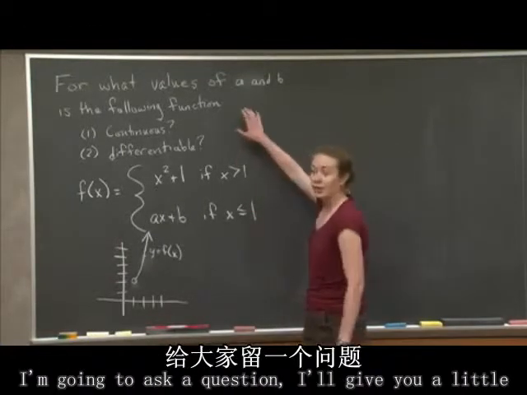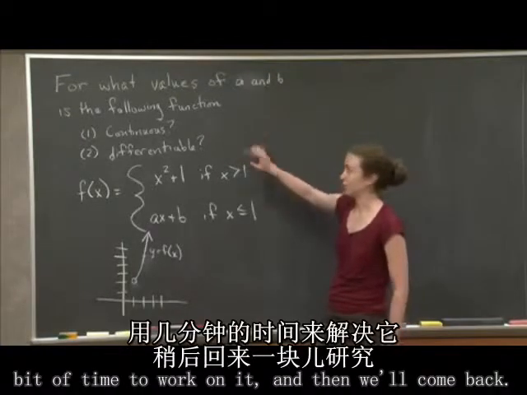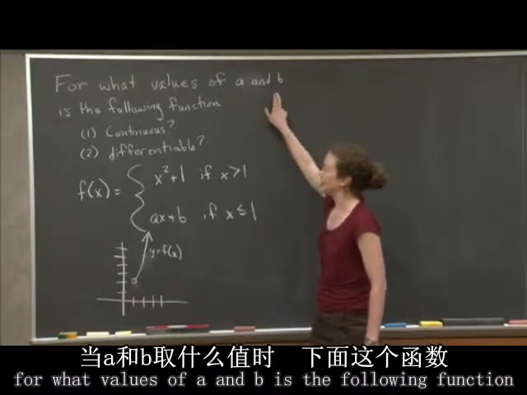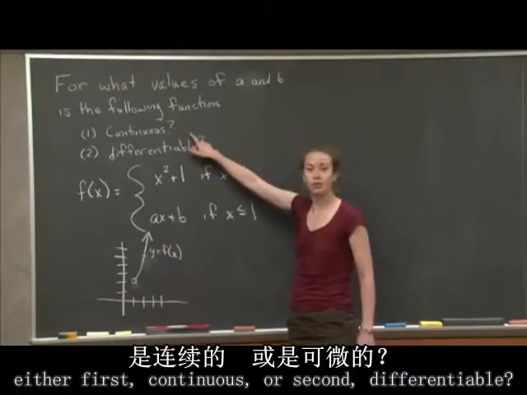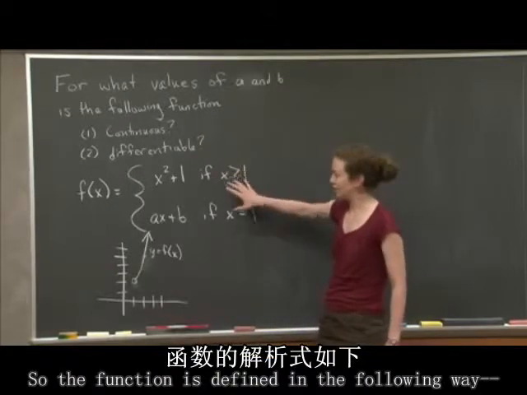So we're going to deal with a piecewise function. So I'm going to ask a question. I'll give you a little bit of time to work on it, and then we'll come back. So the question is the following. For what values of a and b is the following function either first continuous or second differentiable? So the function is defined in the following way.